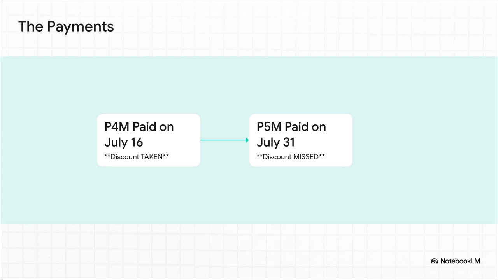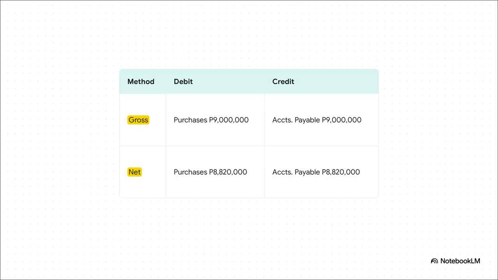Awesome. But that 5 million peso purchase, oof, you pay on July 31st. Way too late. You missed the boat on that discount. Now, this is where it all starts, the journal entry on day one. This is so important. Under the gross method, you just ignore the discount for now. You record the whole 9 million.